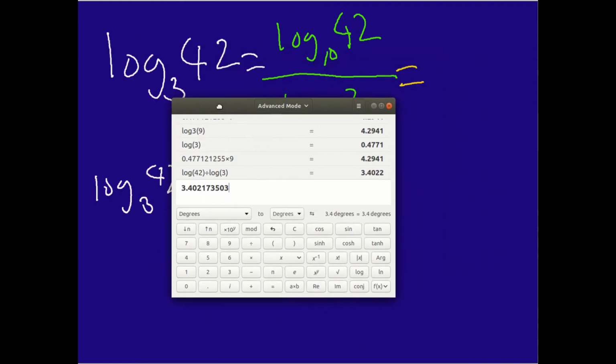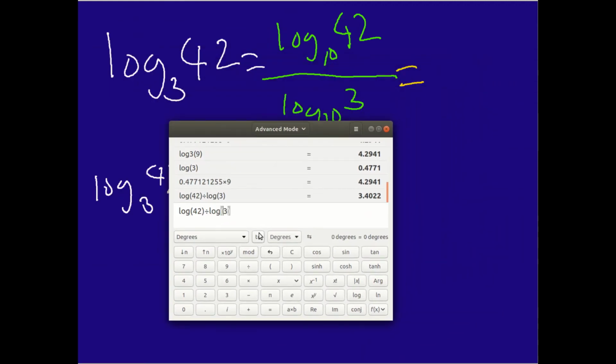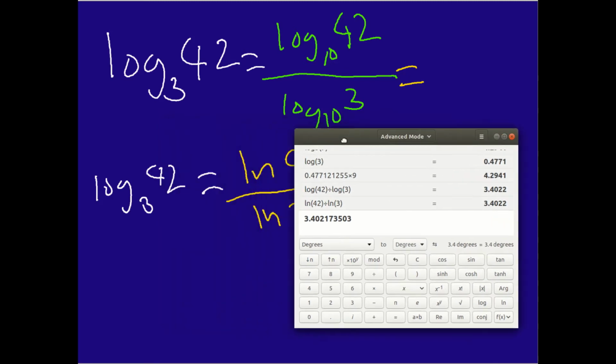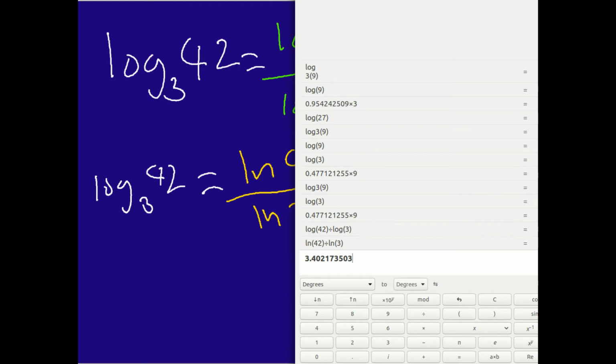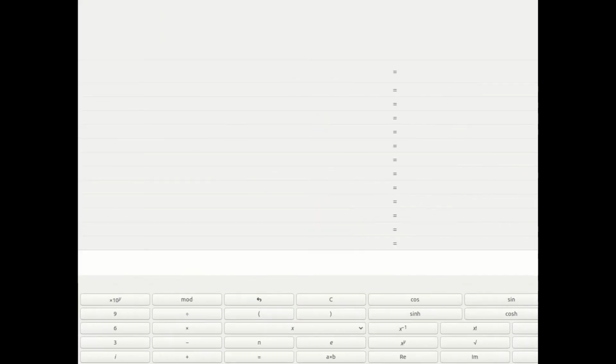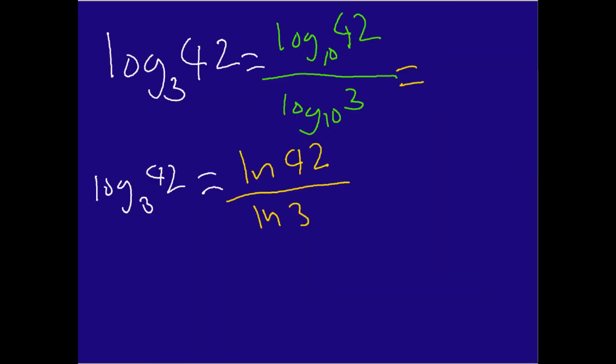Okay, well, I'm going to do the natural logarithm now. So if I go back here and I change this to an ln, because that's how it works. Let's see right there. And you can see I get the exact same answer, which indicates to me that the change of base formula worked. So you can see that in either case, the answer is 3.402, like so. Let's do one more, shall we?